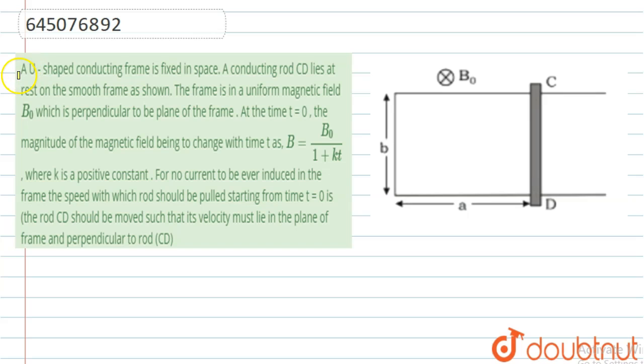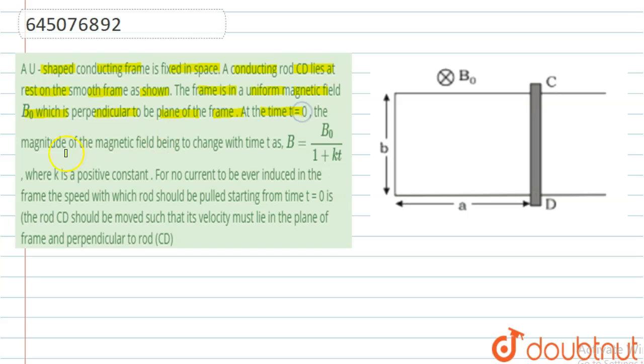So let's solve this question. First, let us understand what this question is saying. A U-shaped conducting frame is fixed in space. A conducting rod CD lies at rest on the smooth frame as shown. The frame is in a uniform magnetic field B0 which is perpendicular to the plane of this frame.